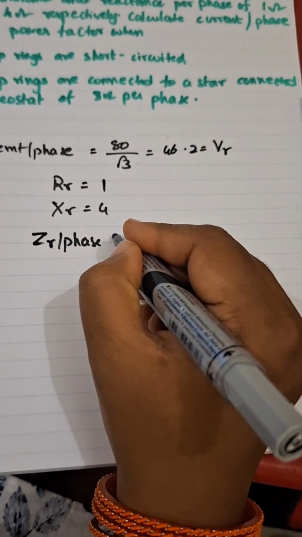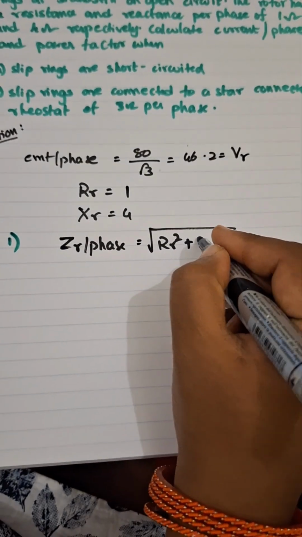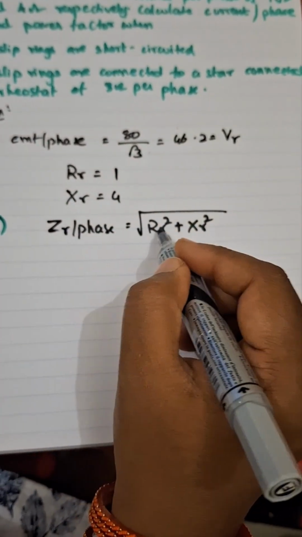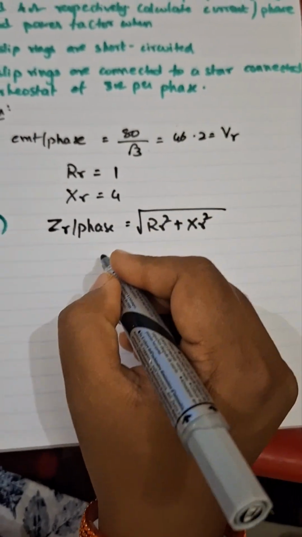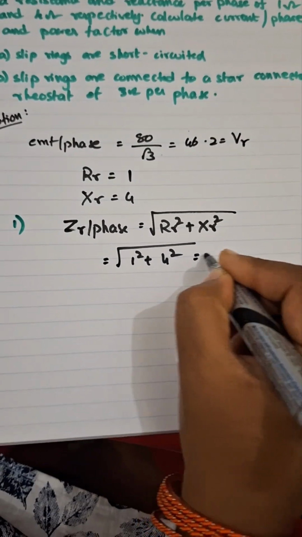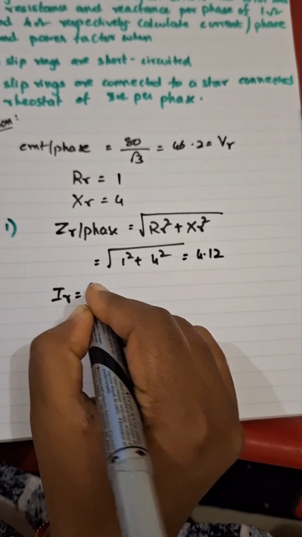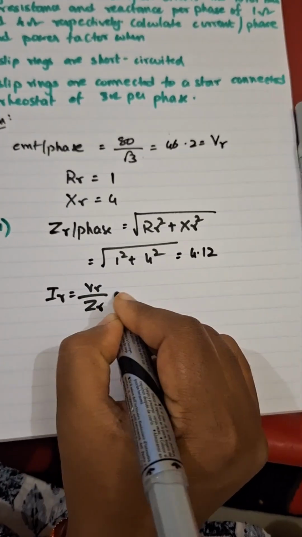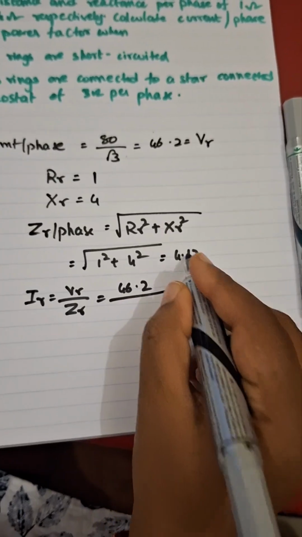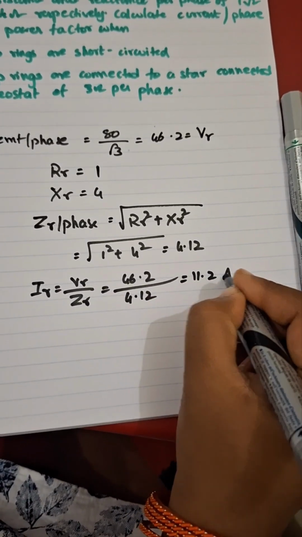Okay, we are calculating the impedance. Impedance is the square root of resistance square plus reactance square. So resistance square is 1 square and reactance square is 4 square. If you calculate, you will get 4.12. So we know IR is equal to VR by ZR. VR we already calculated as 46.2, ZR we got as 4.12. So that is 11.2 amps.